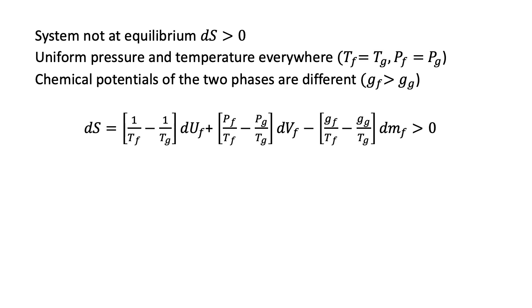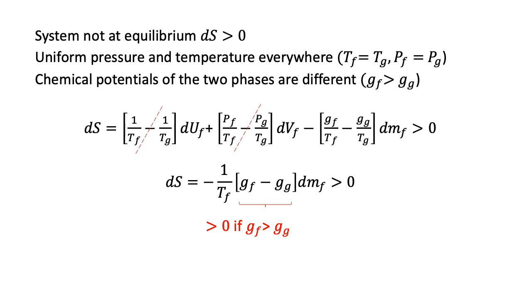However, if the temperature and the pressure are equal, then the first two terms go to 0. dS is then equal to minus 1 upon T_F times (G_F minus G_G) times dM_F, and this is greater than 0.